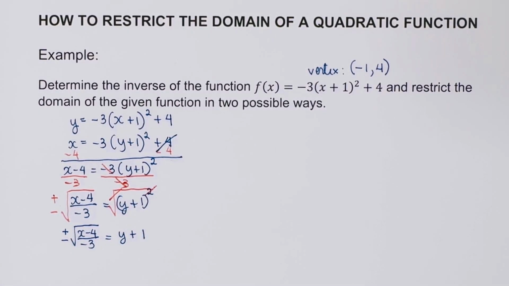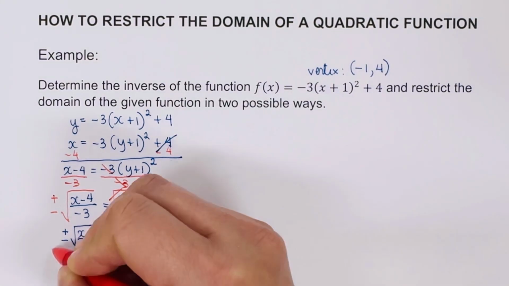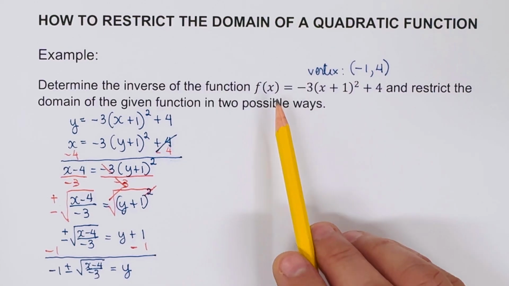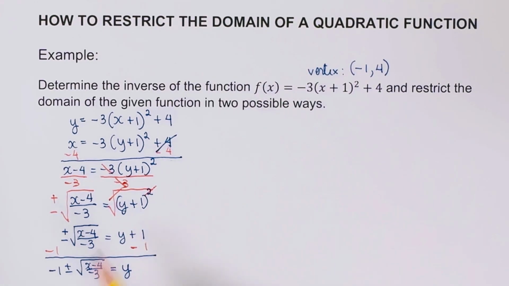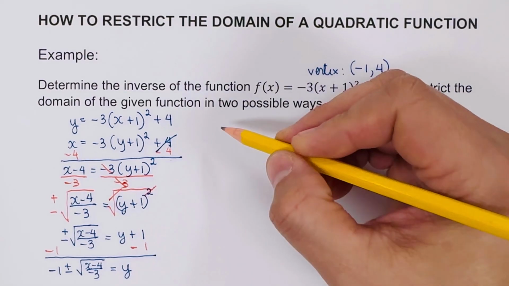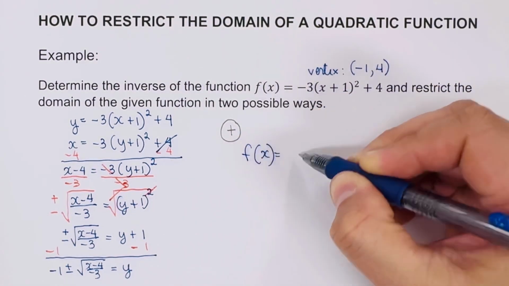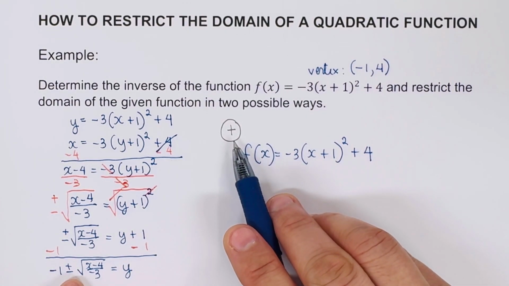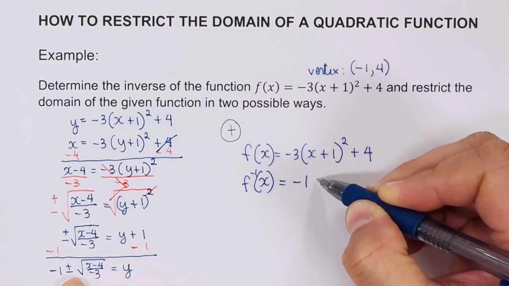since we want y by itself, we're going to subtract 1 from both sides. Please notice that there are two signs for this, the plus and the minus. This is the reason why we need to restrict this given function right here to match up with this plus and minus. Now let's start with the plus first. Since we have a plus here, I just write the plus for this.